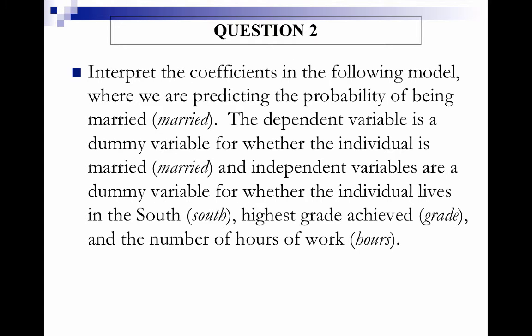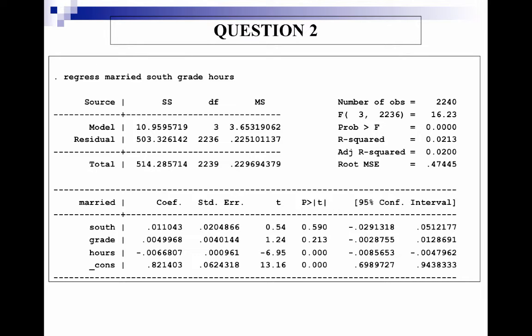For the second question, we have a model where the dependent variable is a dummy variable. So we are predicting the probability of being married. And for the independent variables we have a dummy variable or a binary variable for whether or not the individual lives in the South, and then two continuous variables for highest grade achieved and the number of hours of work. So we have the following model. Again, the dependent variable is a dummy variable, so we will have to interpret the coefficients accordingly.